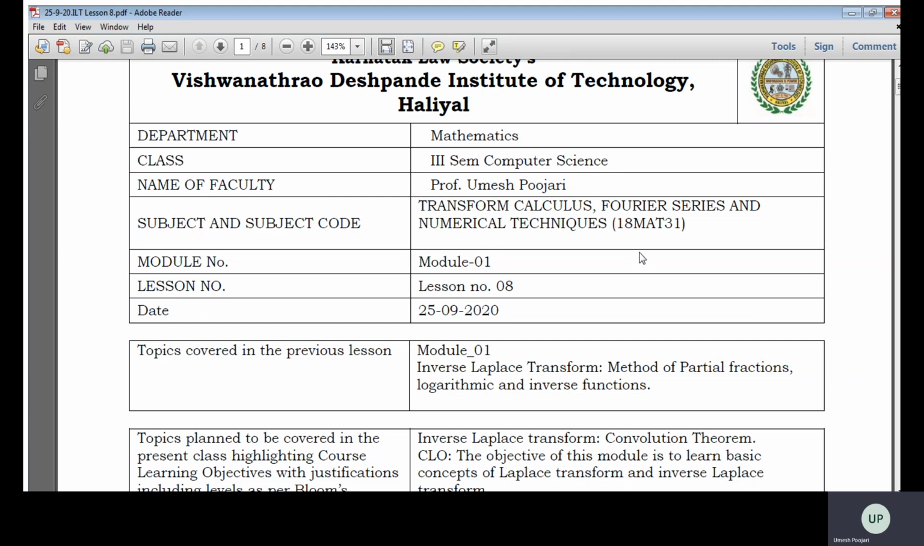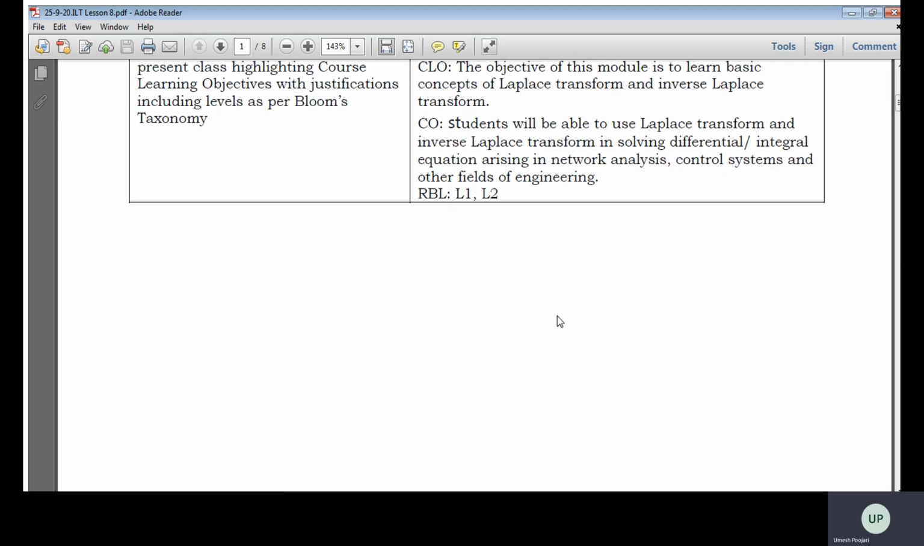Good morning. In today's class we shall discuss one more method to find the inverse Laplace transform. In the last class we studied how to find the inverse Laplace transform by using the partial fraction method, and how to find the inverse Laplace transform of logarithm and inverse functions. So we have one more method here, and we shall discuss that method in today's class.